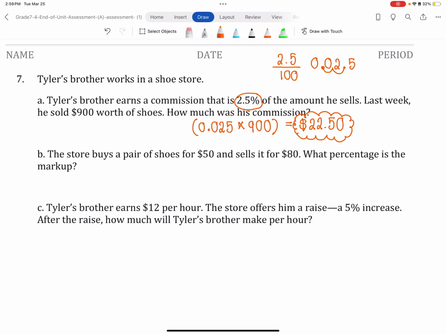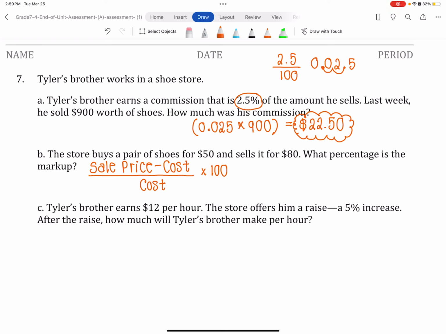Part B. The store buys a pair of shoes for $50 and sells it for $80. What percentage is the markup? Well, first we want to think about the sale price. And then we're going to subtract the cost from the sale price and divide it by the cost. And we're going to multiply by 100.